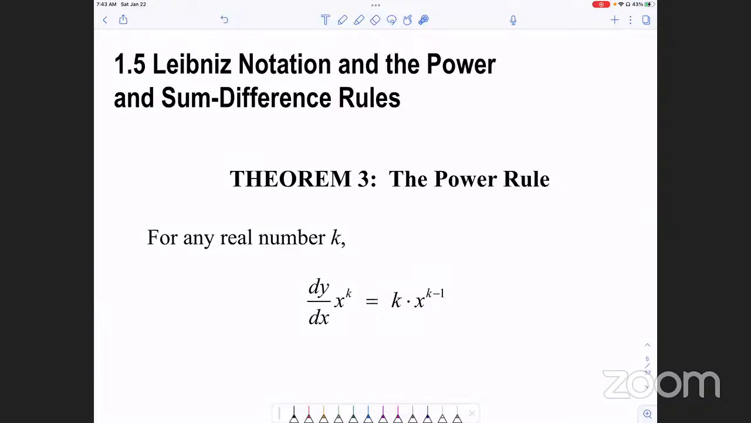For any real number k, the derivative of x to the power of k is going to be k times x to the power of k minus 1. So what this means is when we take a derivative of a power function, that power comes down in front, and we subtract 1 from the exponent.